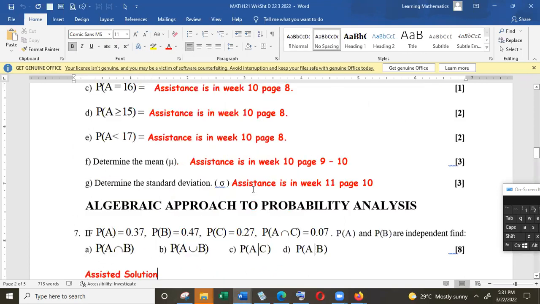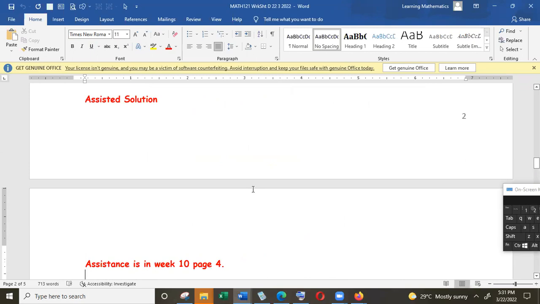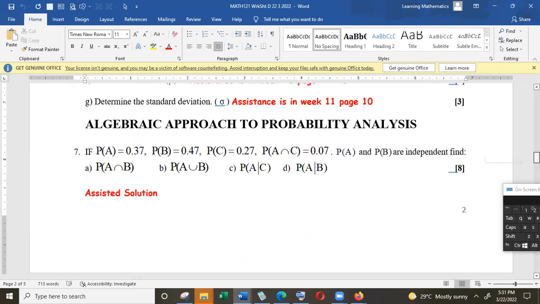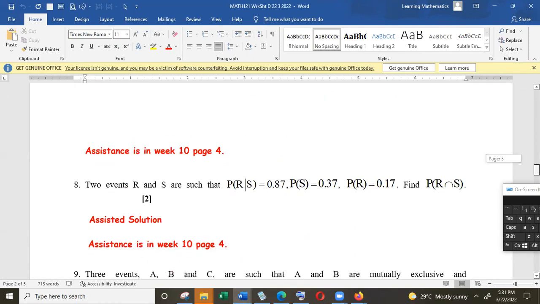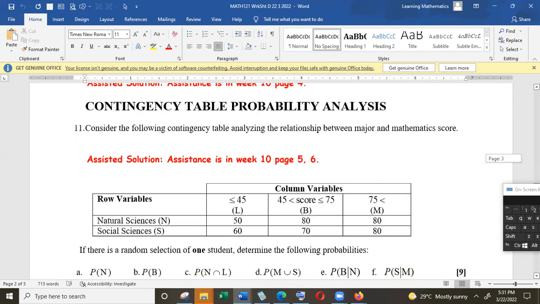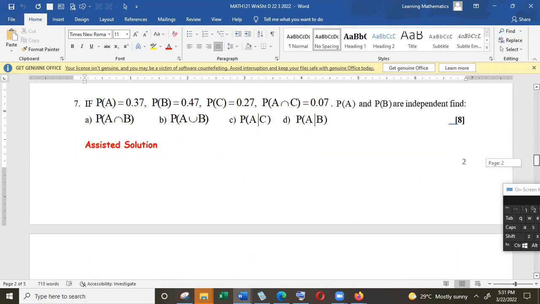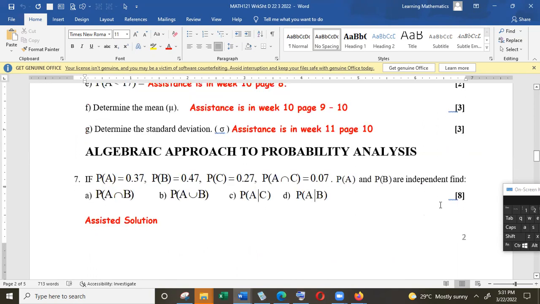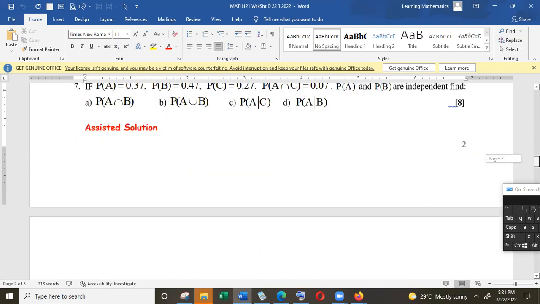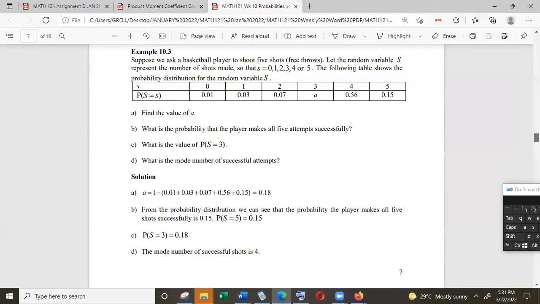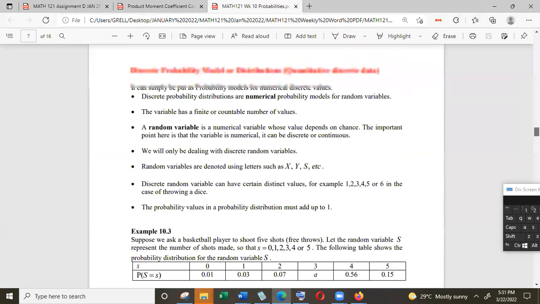Then you have the algebraic approach. From number 7, number 8, number 9, and number 10 comes under the subtopic algebraic approach to probability analysis. You can get that on page 4. So if you go to week 10 on page 4, there's an example of how to solve a question like that.